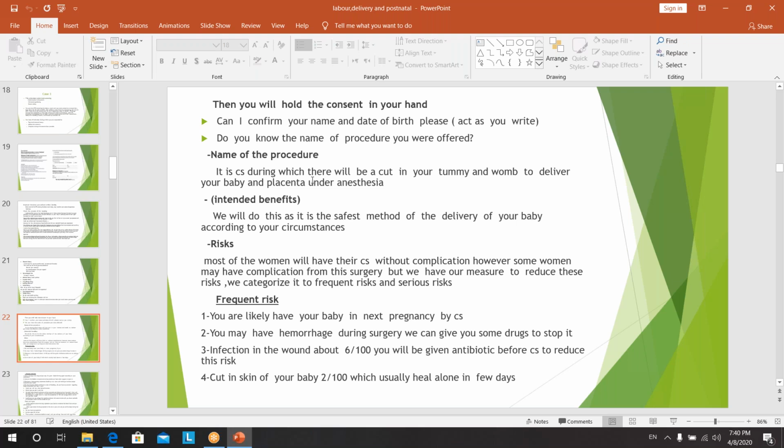Okay, Sarah, do you know the name of the procedure that you were offered? She will say, no. Okay, this is a cesarean section during which there will be a cut in your tummy and womb to deliver the baby and the placenta under anesthesia. Sarah, we will do that because we believe that it is the safest method of delivery of your baby according to your situation. This is the benefit of the surgery.